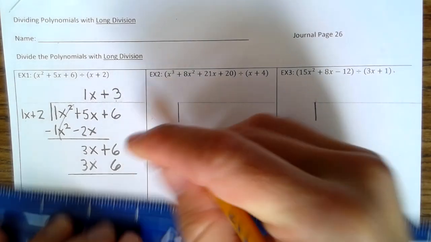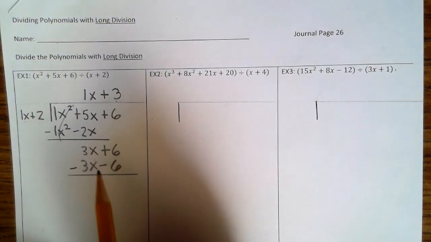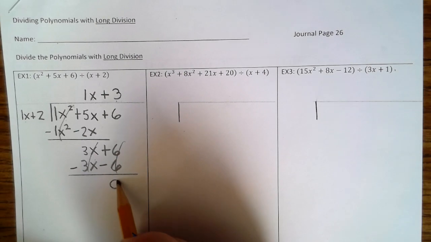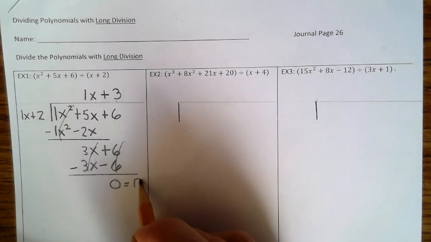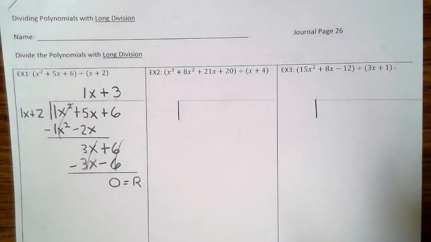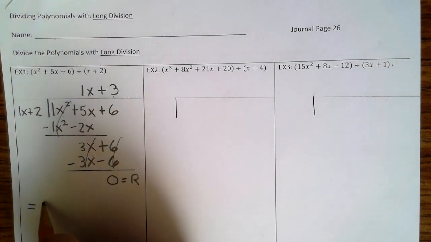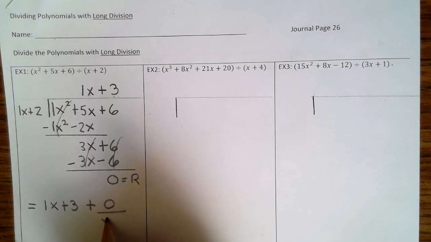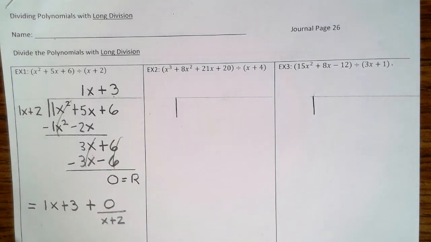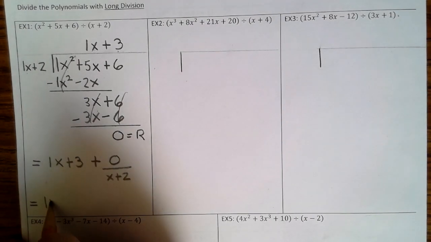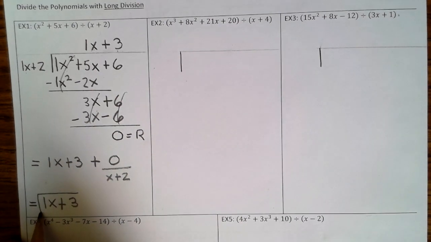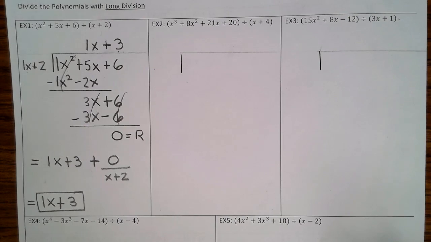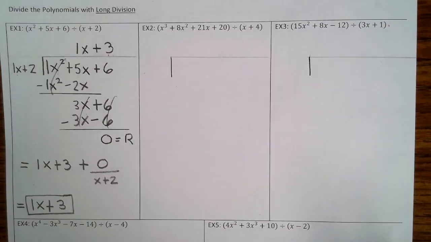We now subtract. Cancels, you're left with a remainder of 0. So your answer is 1x plus 3 plus 0 divided by x plus 2. But that's just 0, so your answer is 1x plus 3. Okay, go ahead and finish up example 1. All right, let's take a look at example 2.